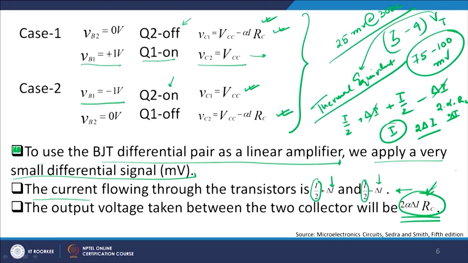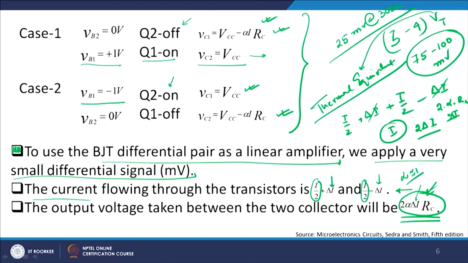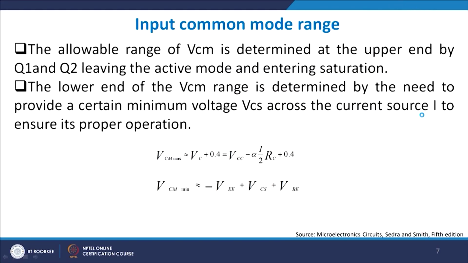Which means that the output voltage difference will be higher provided the current difference is also higher. Alpha is typically very close to 1, so that does not play a major role. The higher the delta I value, the larger will be the differential output voltage difference between the two.